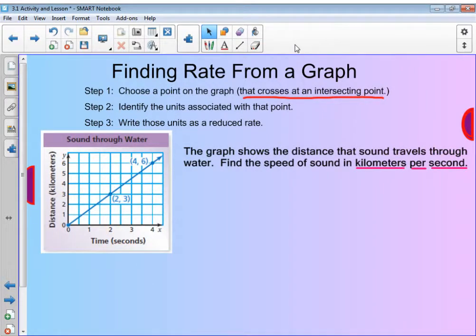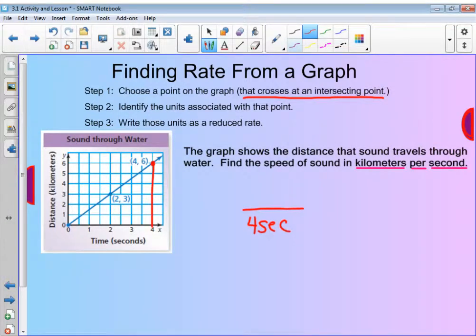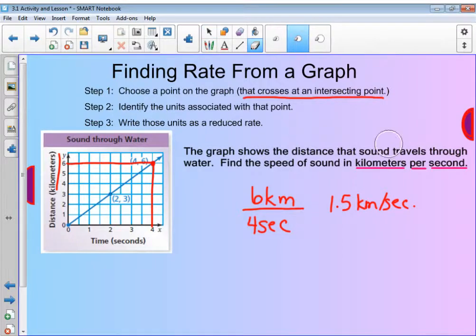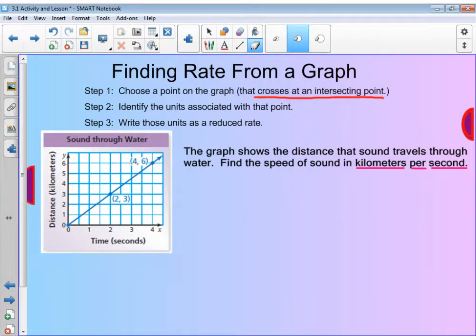And I want you to take note, had I picked this one up here, well, then it was, whoops, and then I went off the wrong line. Then it was going here. So my 4 was my time. So before that was my x's are on the bottom, so 4 seconds. And this 6 was my kilometers, so 6 kilometers. This reduces down to still 3/2, or if I did 6 divided by 4 on my calculator, it's still going to give me 1.5 kilometers per second. So it doesn't matter which of the points I pick. Okay, they still have the same unit rate.